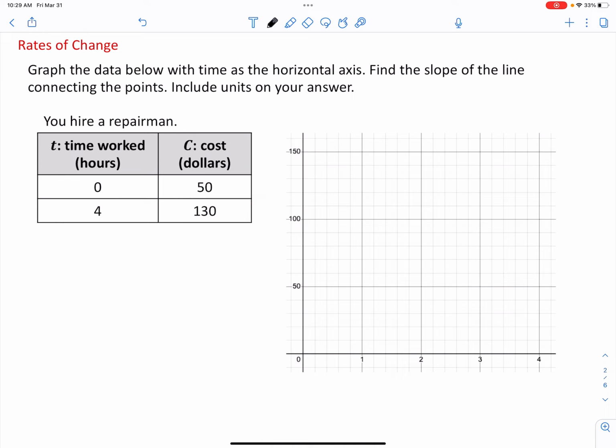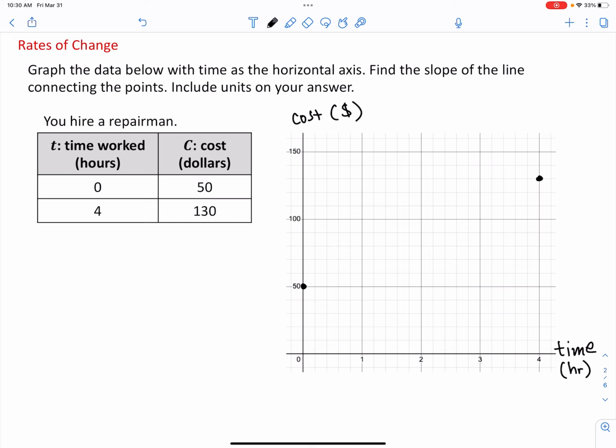So we are told that the horizontal axis should be time. So let me go down here and label time as the horizontal axis and then put its unit of measure. This is measured in hours. And therefore the vertical axis is going to be cost, and that's measured in dollars. The two data points are 0, 50. So we have a point right here. And then 4, 130. That would be this point over here.